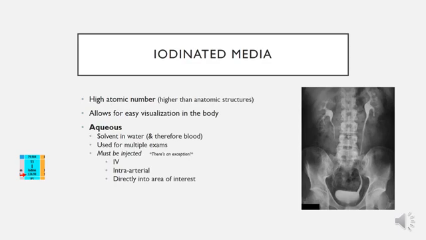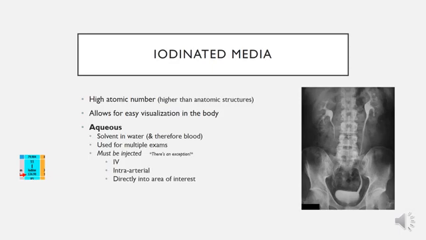Alright, so our iodinated contrast media. This is our water-soluble contrast media that we talked about in our last lecture. So iodinated contrast media contains iodine, which has a high atomic mass and a high atomic weight. It's higher than the atoms that make up our anatomic structures, and therefore it's going to be very obvious on our X-ray images. It allows for easy visualization within the body.